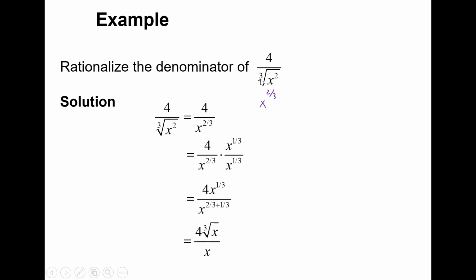We have to think about this as what is our fraction? Well, we have 2 thirds. And so if we multiply by a 1/3, we know that we're going to add them. So that's going to give us 3 thirds, which is just x. So that means we had to multiply that numerator also by x to the 1/3. So that's how we ended up deciding what to multiply by, what two numbers add together to give us a 1. All right, so hopefully that helps you get started.